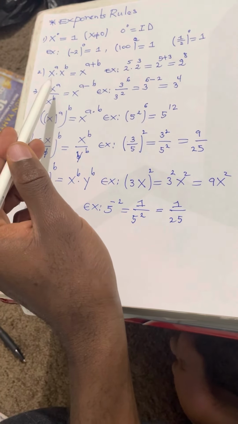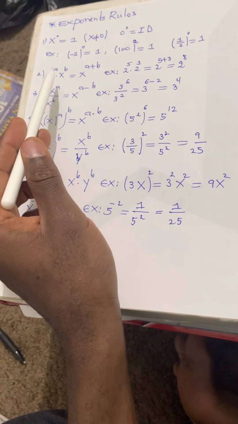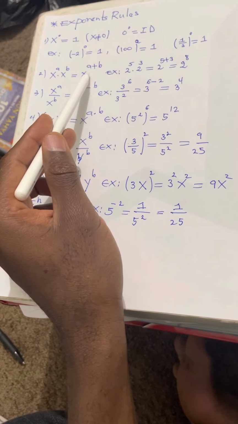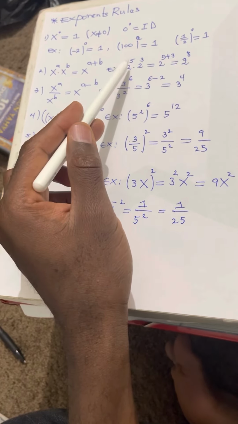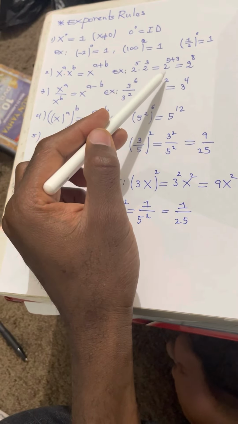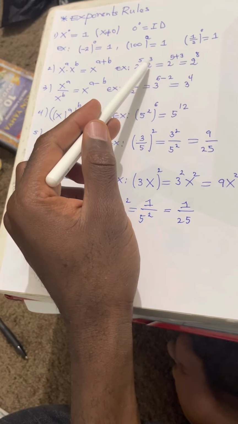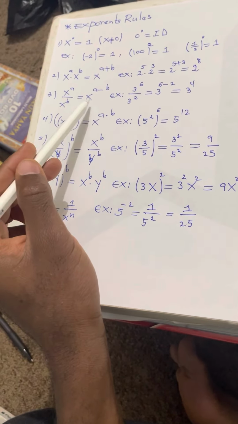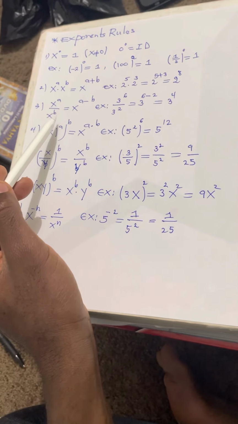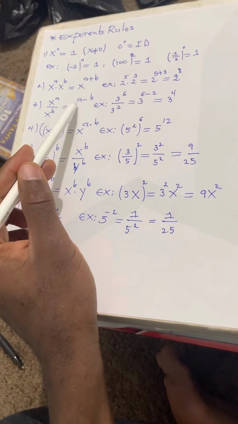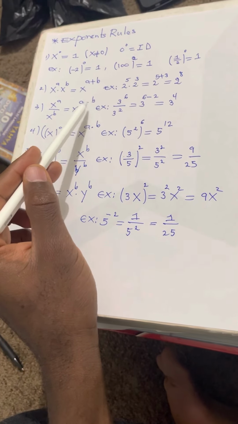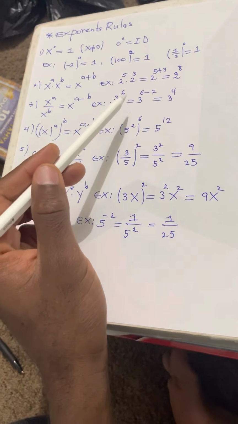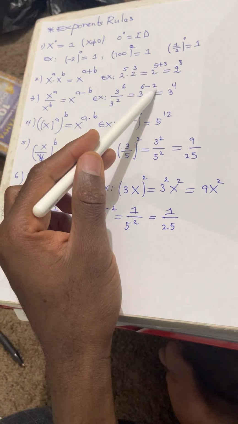And the other rule, for products: if I have x to the power a times x to the power b, you keep the base and then you add the exponents. For example, I have 2 to the power 5 times 2 to the power 3. You keep the base, now you add 3 plus 5, that's 8. Now if you divide, you subtract the exponents. I have x to the power a divided by x to the power b, that's equal to x to the power a minus b. For example, I have 3 to the power 6 over 3 to the power 2. You keep the 3, you subtract 6 minus 2, you end up with 4.